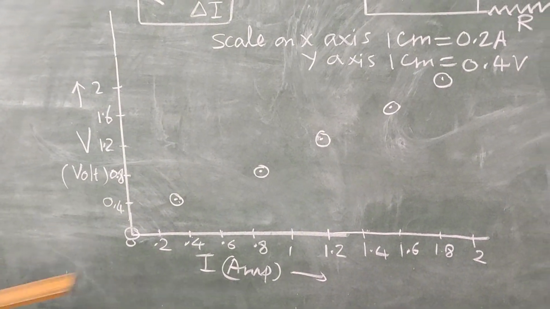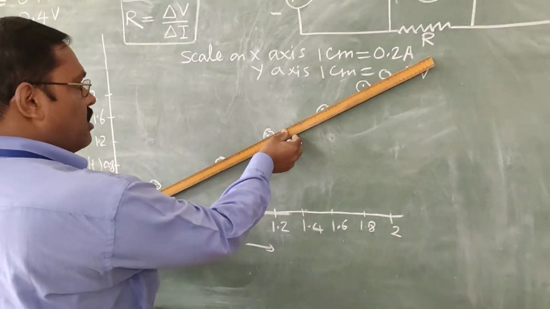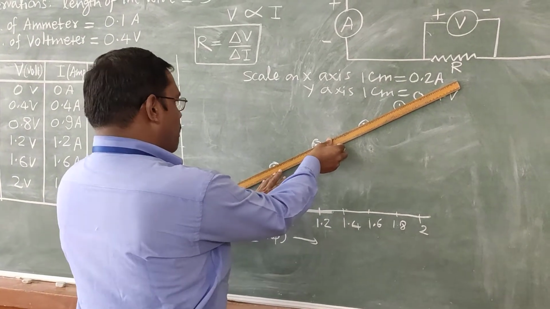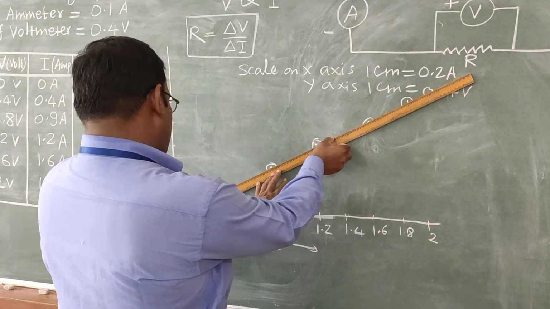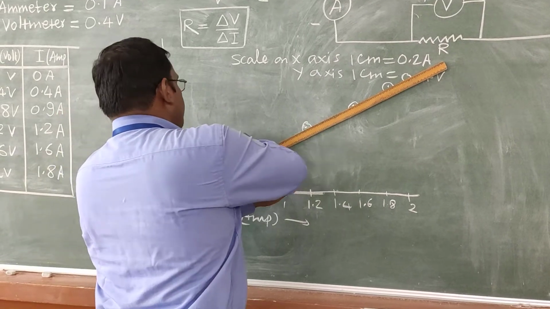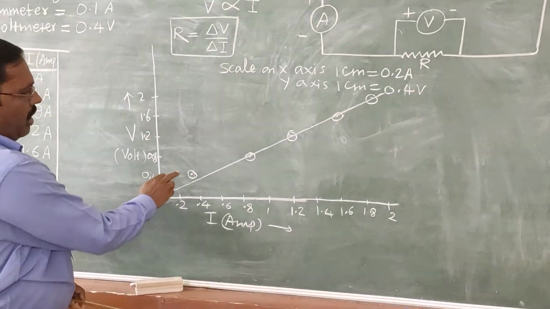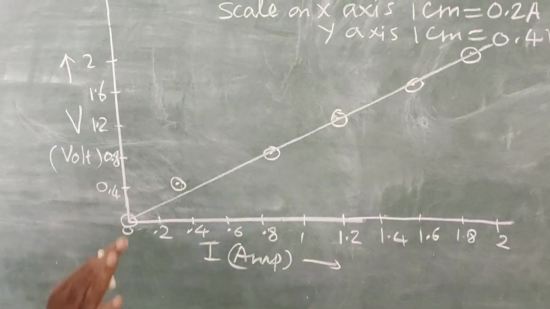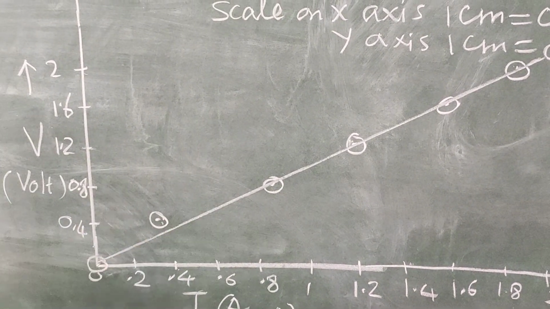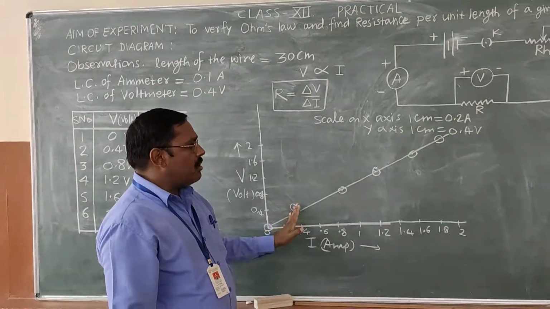After plotting these points, you have to use a scale, and choose the line on which most of the points are coming. No need to make a zigzag. You have to join most of the points that are coming on the line and make a straight line. Any one point may go here and there, don't worry about it. So this graph is a straight line, which means V is proportional to I. So Ohm's law is verified.